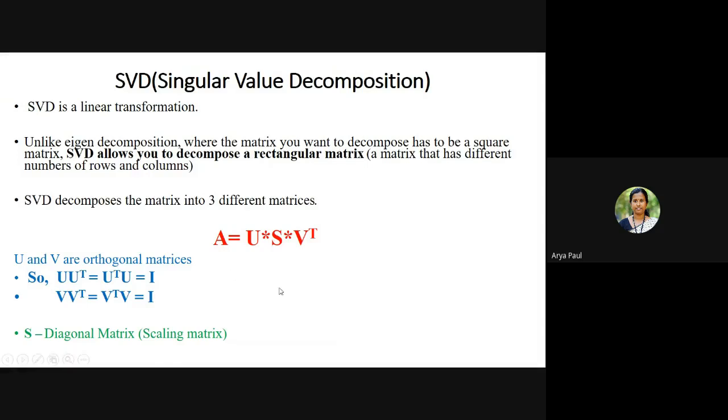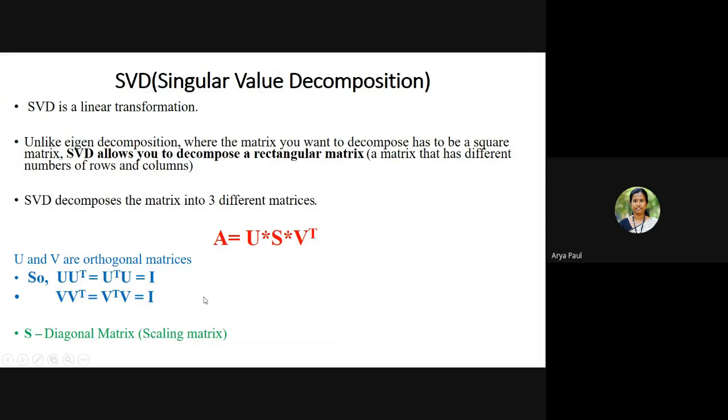And what is S? S is a diagonal matrix. What do you mean by a diagonal matrix? The matrix has elements only on the diagonal. That is called a diagonal matrix. We also call S a scaling matrix.